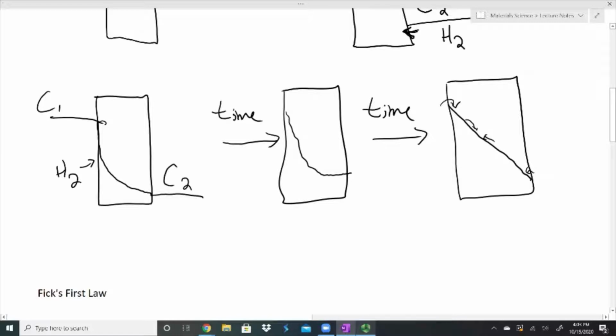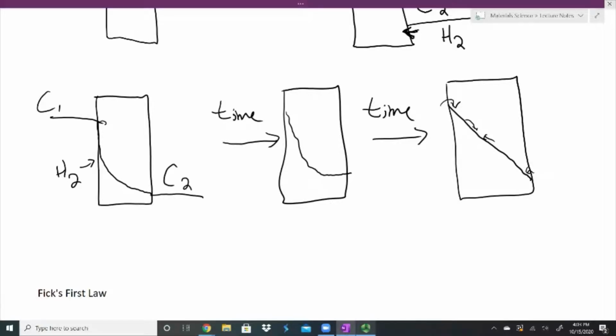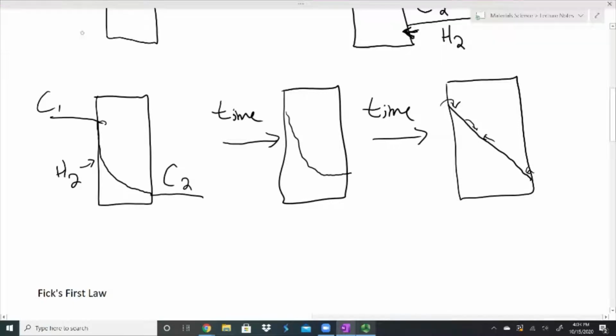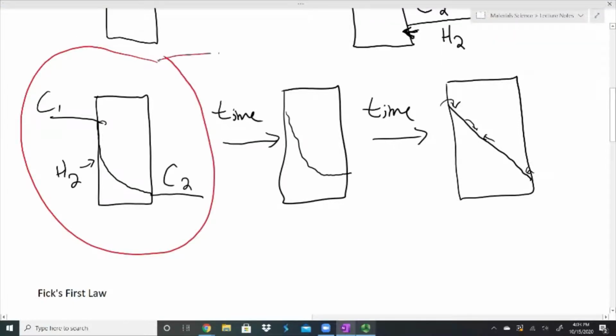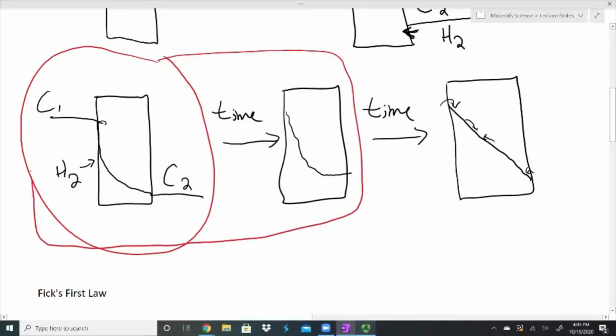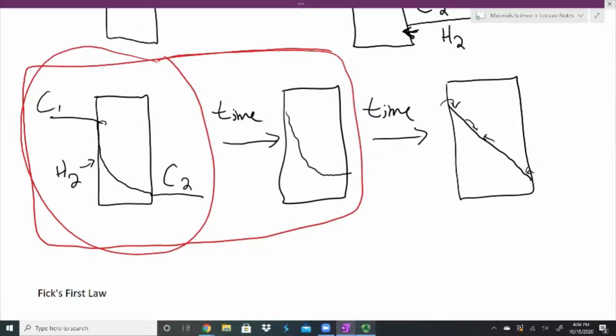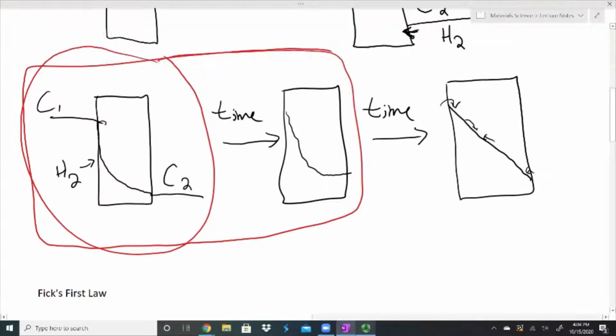And the material, it's still allowing hydrogen to move through, but it's come to an equilibrium. So this first picture here, the one on the left, this is called non-steady state, and even into this second one here, these are non-steady state or transient diffusion. The one on the right, once we reach an equilibrium, we call that steady state diffusion.